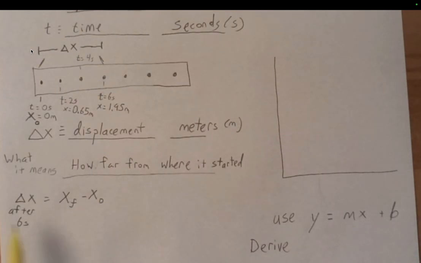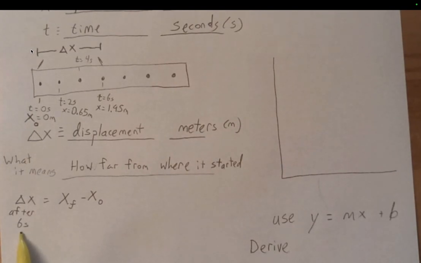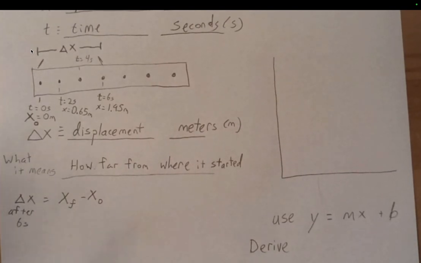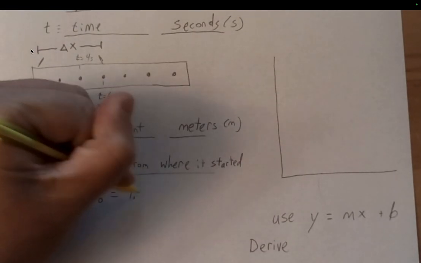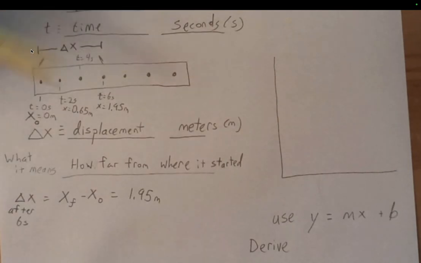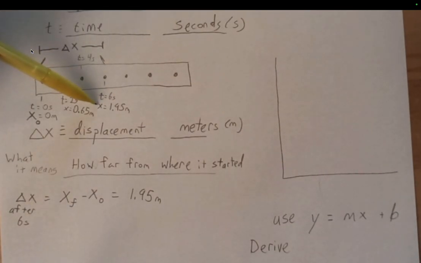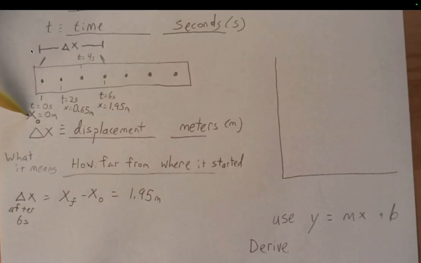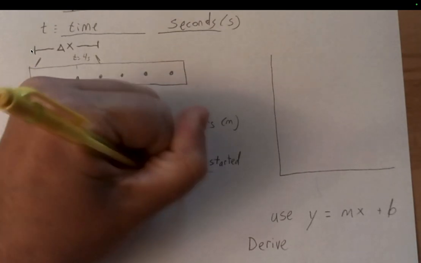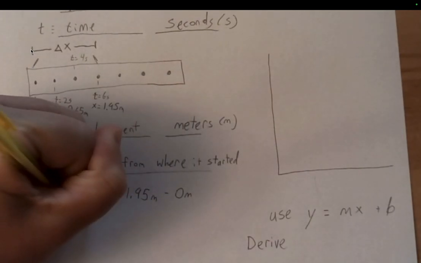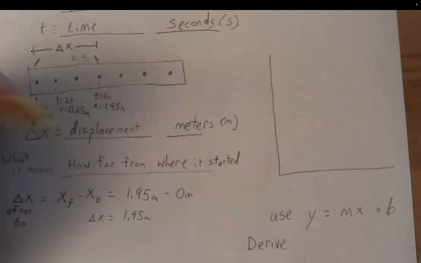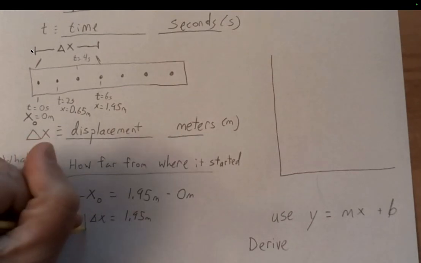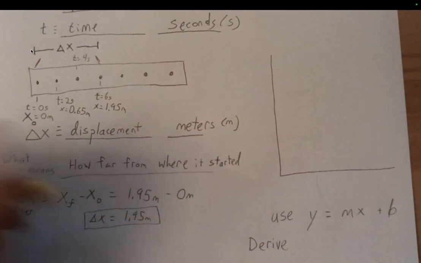And so the final, that's where I would count at 6 seconds. If we're trying to find the displacement after 6 seconds, it would be, in this case, the 1.95 meters. I'm just taking a data point from here, 1.95, and I'm going to subtract out the initial position of 0 minus 0 meters. So I would have a displacement of 1.95 meters. Now that's just saying that I am 1.95 meters away from where I started.